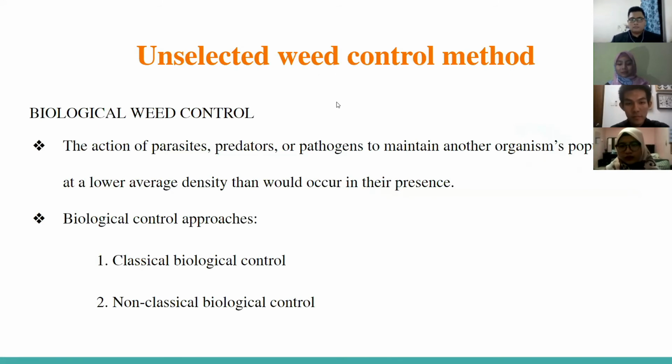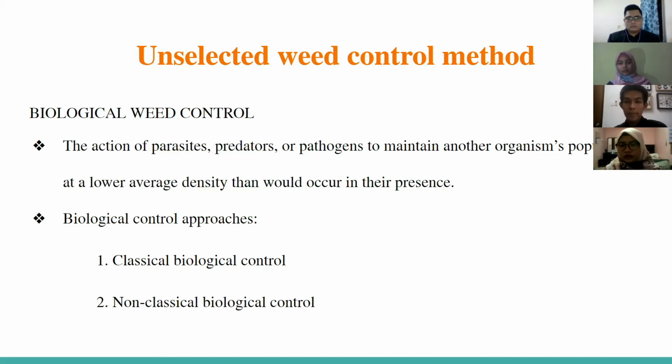Now I will move on to the unselected weed control method. The control method that we do not include is biological weed control. It is the action of parasites, predators, and pathogens to maintain another organism's population at a lower average than would occur in their absence. Biological control approaches divide into two types: classical biological control and non-classical biological control.